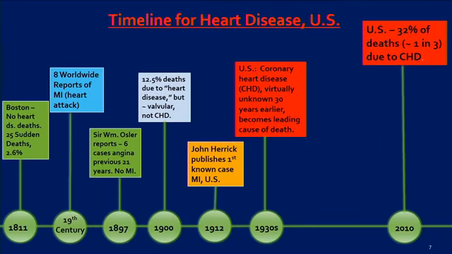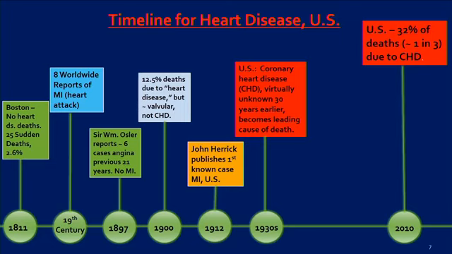So this is the timeline for heart disease over the past couple of hundred years here in the United States. So, again, 1811, Boston, no heart disease deaths, but 25 sudden deaths, so that's 2.6%, right? So even if all of those are heart disease, it's 2.6% of cases. The entire 19th century, there's 8 worldwide published papers on heart attack, 8. 1897, Sir William Osler, famed physician, started Johns Hopkins Hospital, reported in his previous 21 years of hospital experience about 6 cases of angina, chest pain, but not a single MI, not a single heart attack.